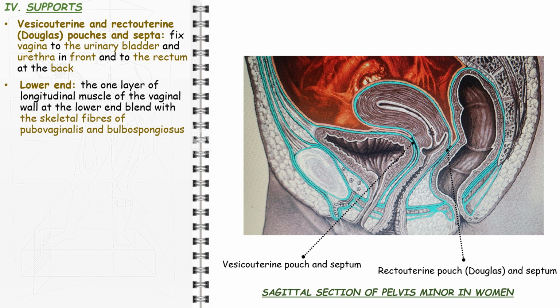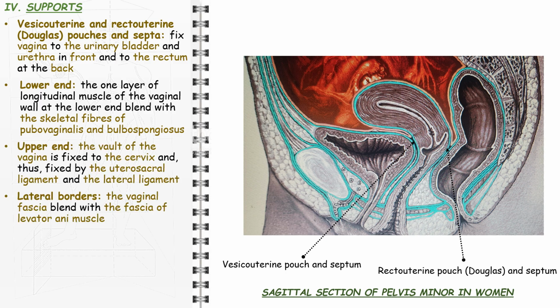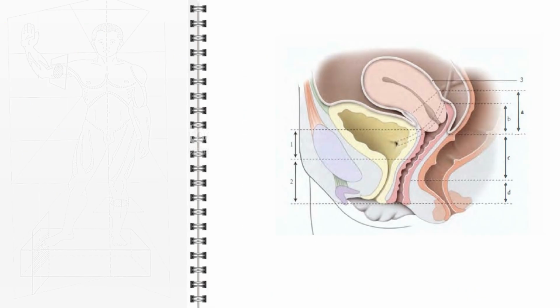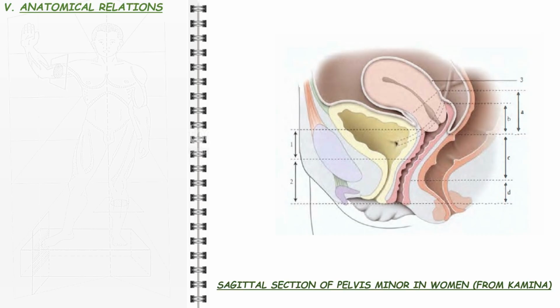In its upper end, the vault of the vagina is fixed to the cervix and, thus, fixed by the uterosacral ligament and the lateral ligament. In its lateral borders, the vaginal fascia blends with the fascia of the levator ani muscle. These supports transmit the contraction of the levator ani muscle and the abdominal thrusts to the vagina and modify its angle. The vagina is a pelvic and perineal organ. Thus its anatomical relations are disposed in two levels, pelvic and perineal.